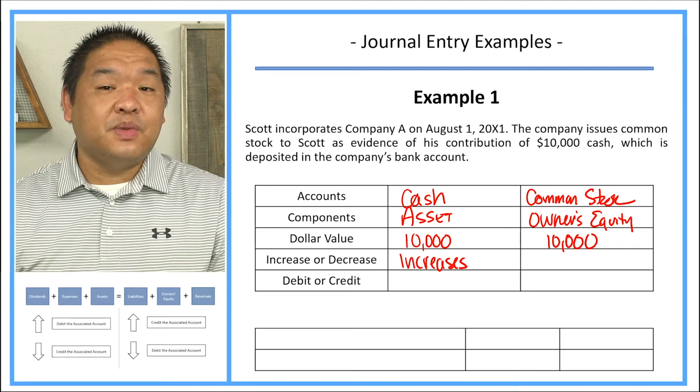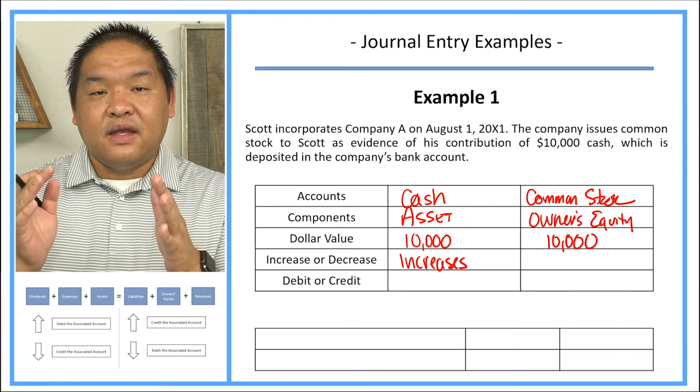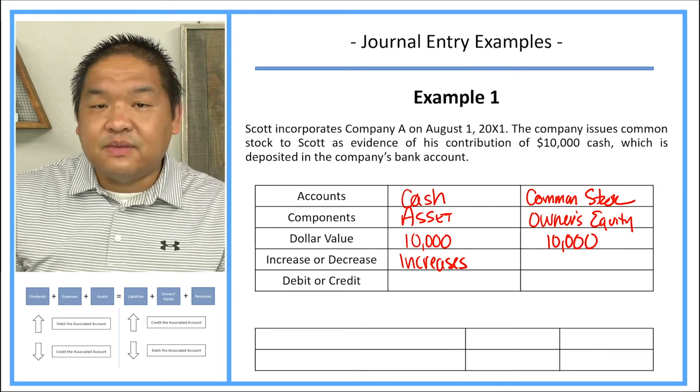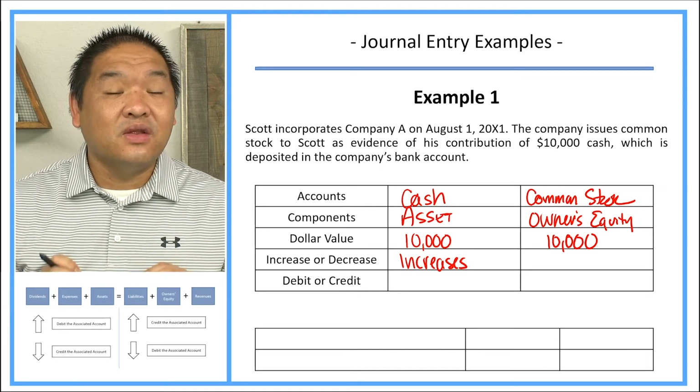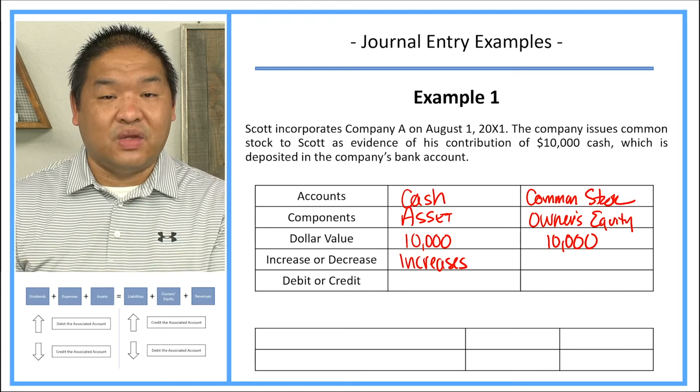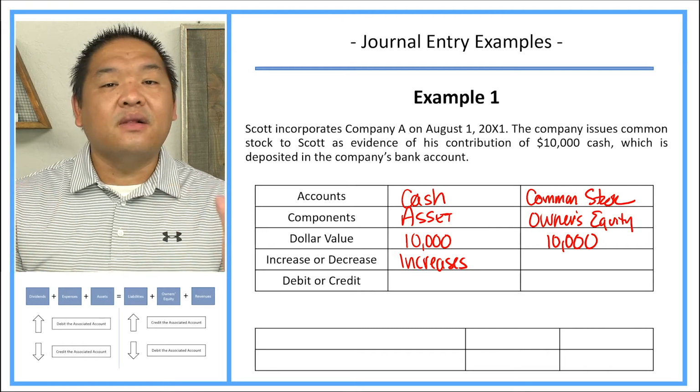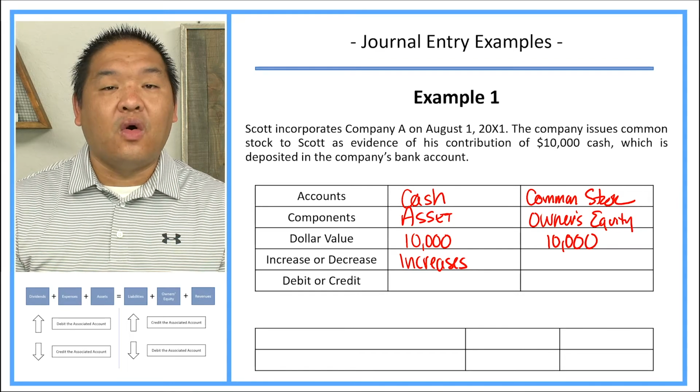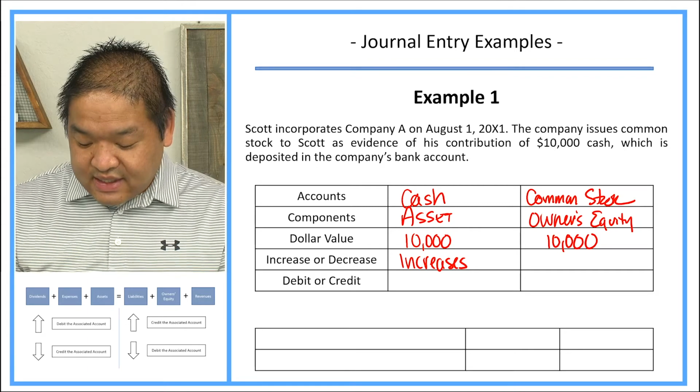Now, the mistake that most people make here is that they assume, okay, if the first one is increased, the other one has to be decreased. That's not the case. We look at each one individually rather than collectively for the whole economic event. So in this case, common stock.